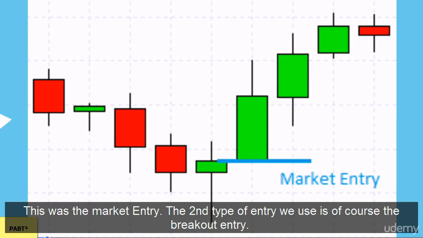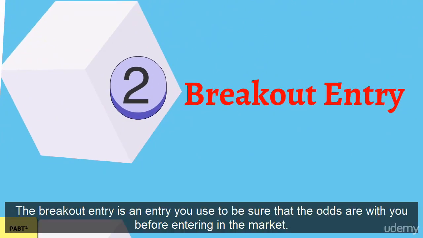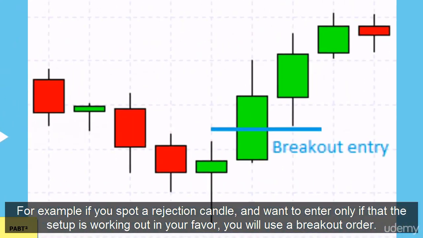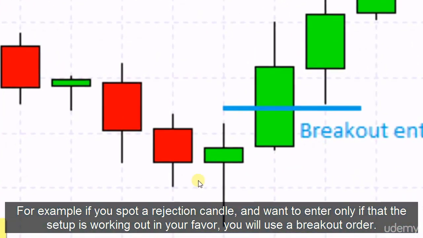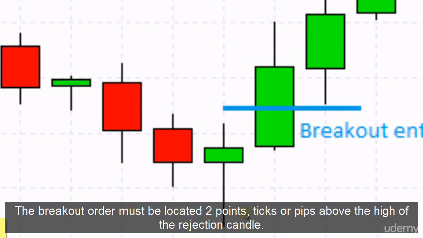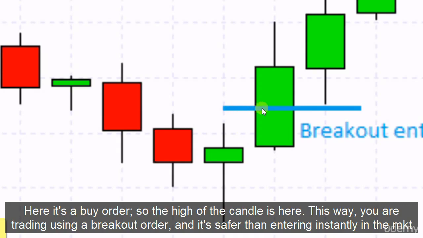The second type of entry we use is, of course, the breakout entry. Okay, so the breakout entry is an entry you use to be sure that the odds are with you before entering in the market. So for example, if you spot a rejection candle and you want to enter only if the setup is working out in your favor, you will use a breakout order. Okay, so the breakout order must be located 2 points, ticks or pips above the high of the rejection candle. Here it's a buy order. Okay, so the high of the candle is here.